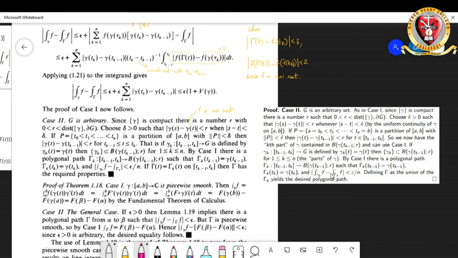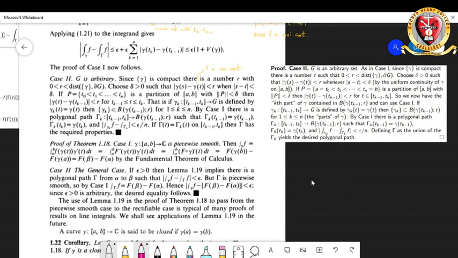And that means modulus of the integrals is strictly less than epsilon by n here, because we have split it into n parts. So we can at the end define capital gamma as the union of all the n parts we formed, and that will make us end at the desired polygonal path. So that's an outline of how to prove theorem 1, lemma 1.19.